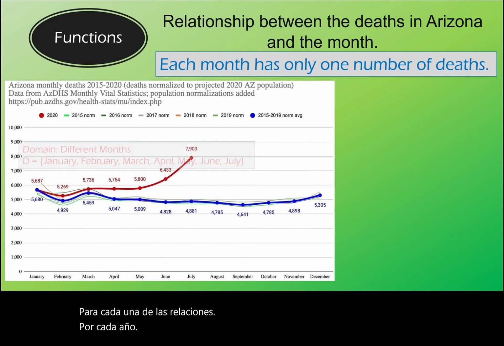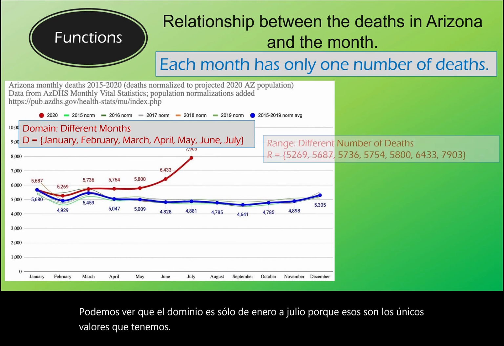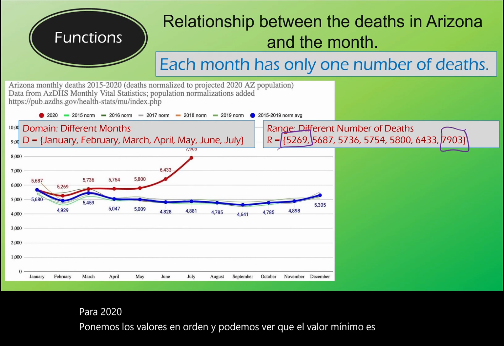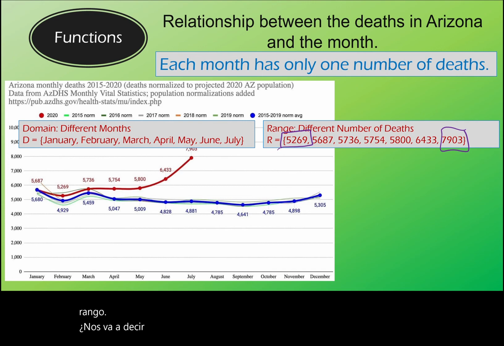The domain is going to be the different months, and we're going to list them. For 2020, we can see that the domain is only from January to July because those are the only values that we have. Listing out the range for 2020, we put the values in order, and we can see that the minimum value is 5,269 and the maximum value is 7,903. One of the nice things about having the range is it's going to tell us the global minimum and the global maximum.